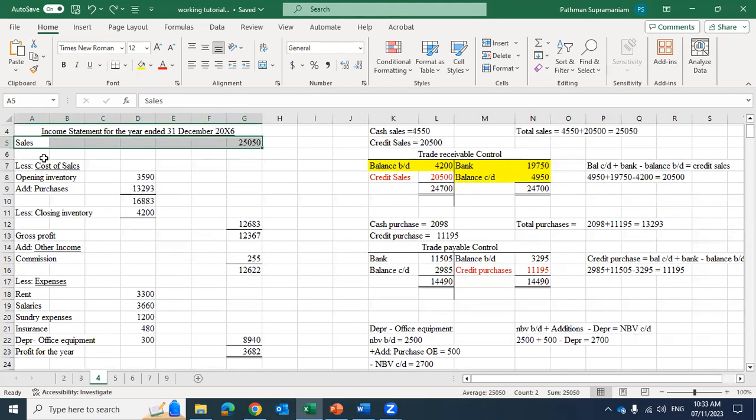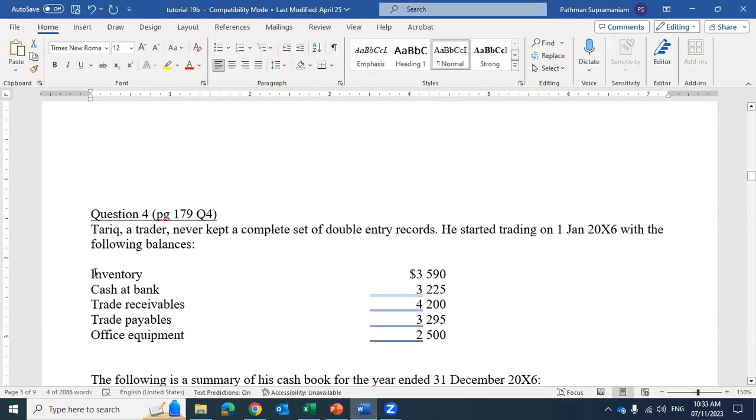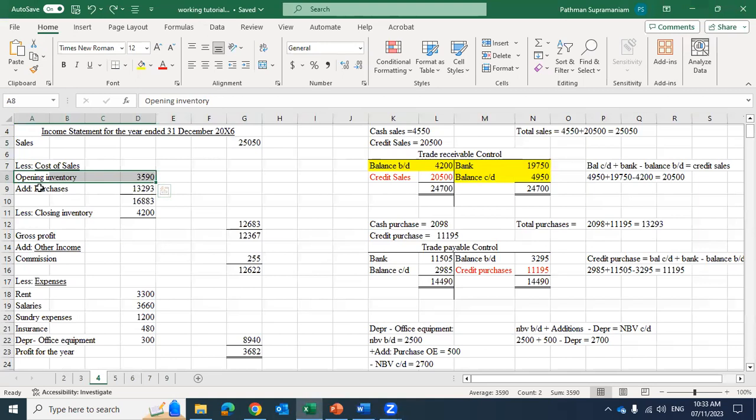Okay, so next, since there's no sales return, we can skip. So next we go to cost of sales. Opening inventory comes from the opening balance here, 3,590. Okay, next we have purchases. Purchases comprise cash purchase and credit purchase for this question. So the cash purchase is 2,098.